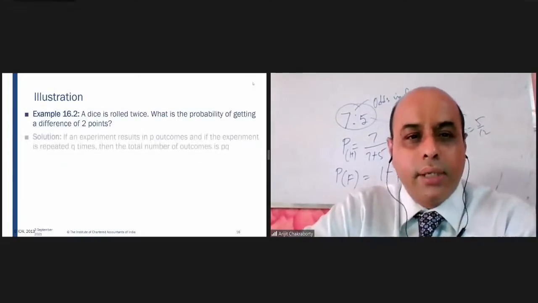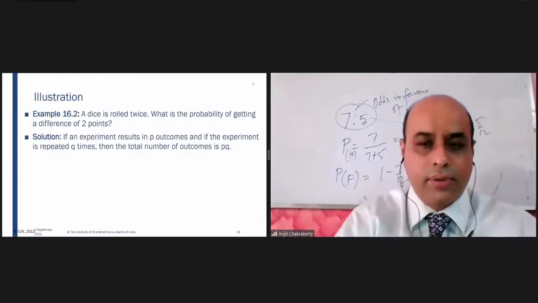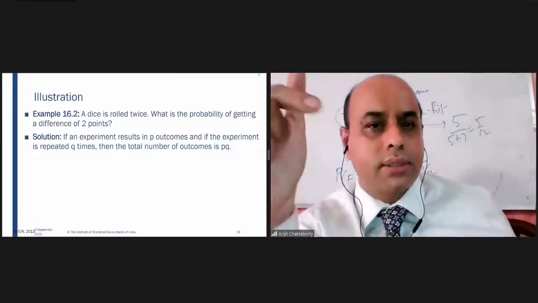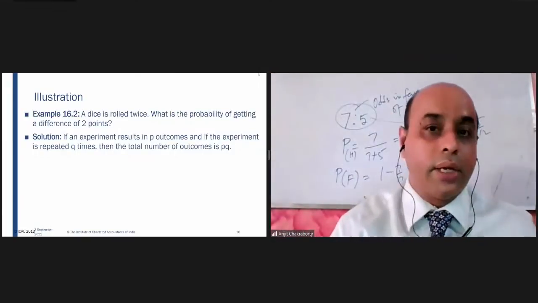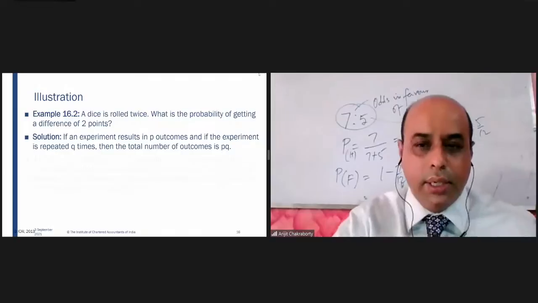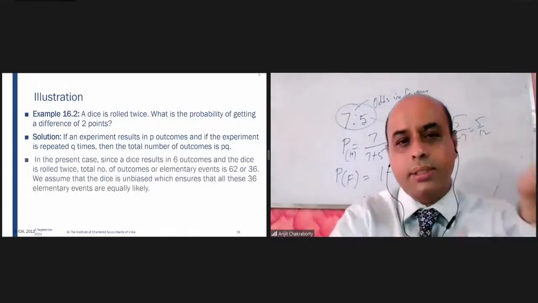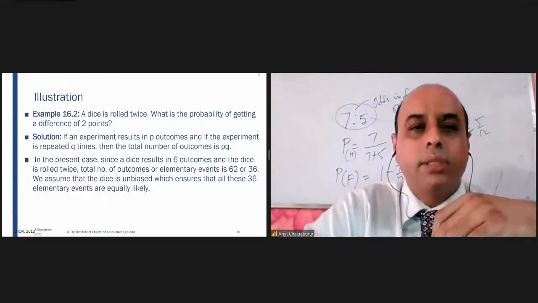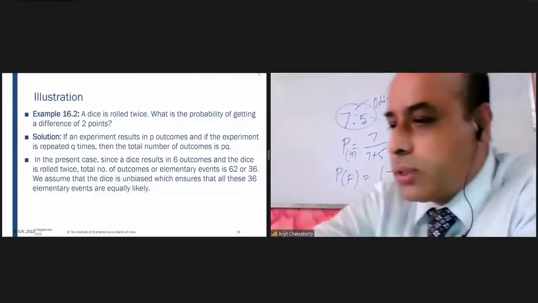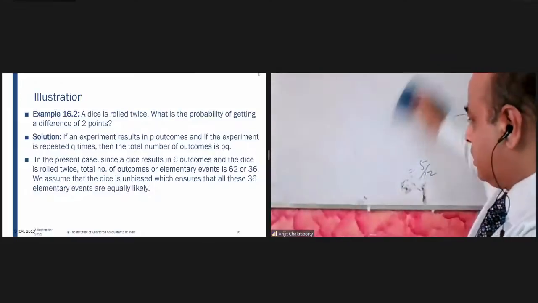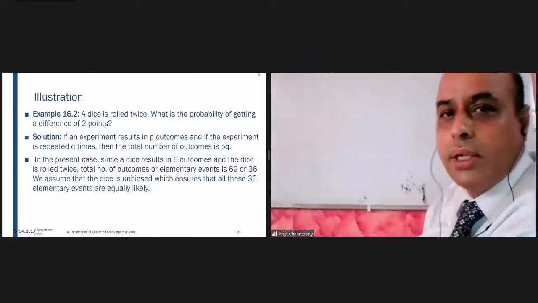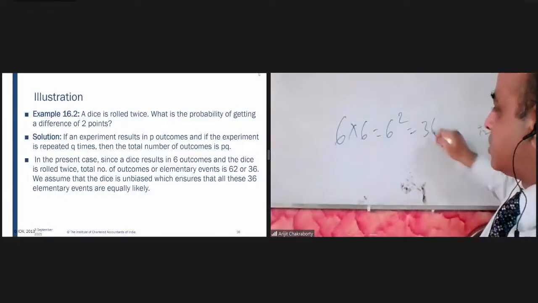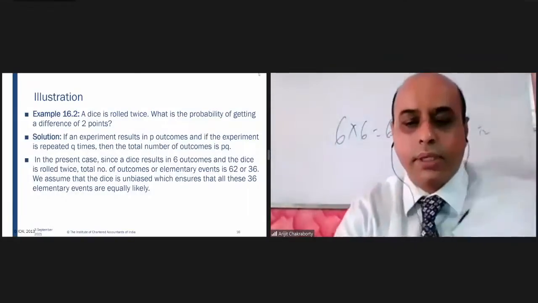The next one, a dice is rolled twice. What is the probability of a difference of 2 points? This is also given in the study material. Dice is thrown twice. There are 6 faces. What is the probability of getting a difference of 2 points? So here, a dice, when it is thrown, it has 6 outcomes. So when you are throwing the dice twice, applying permutation 6 into 6, or we can call it 6 to the power 2, it is 36. So there can be 36 elementary events.